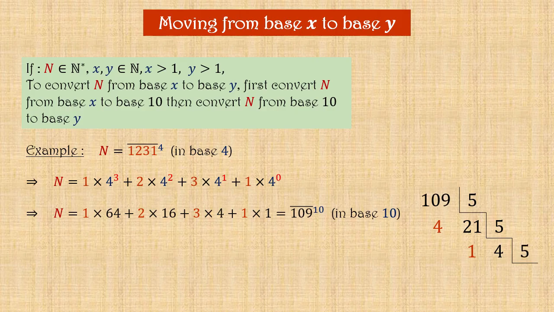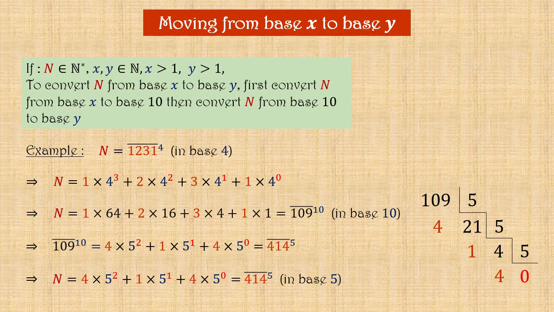After that, when doing the Euclidean division of 4 over 5, we finally reach 0 as a quotient and the number 4 as a remainder, as 4 is strictly lesser than 5. We therefore deduce that 109 equals 4 multiplied by 5 to the power of 2, plus 1 multiplied by 5 to the power of 1, plus 4 multiplied by 5 to the power of 0, which means that in the numeral system of base 5, 109 is written as 414. And this means that our main number that was written as 1231 in base 4 is written as 414 in base 5.